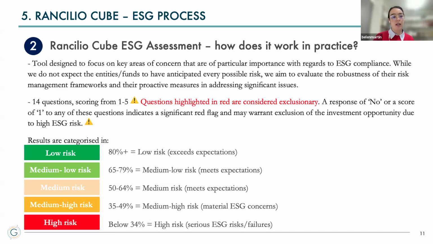So as I was saying, the questions range from 1 to 5, and there are 14 of them, and then we get a final ESG risk result. You can see here that the results are categorized in low risk, medium low risk, that meets the expectations, medium risk that also meets the expectations, medium to high risk that presents material ESG concerns, so a deeper look and assessment needs to be done. And then high risk, where we would be identifying serious ESG risk or failures. So let me show you very quickly the tool in practice. I'm sharing again my screen.